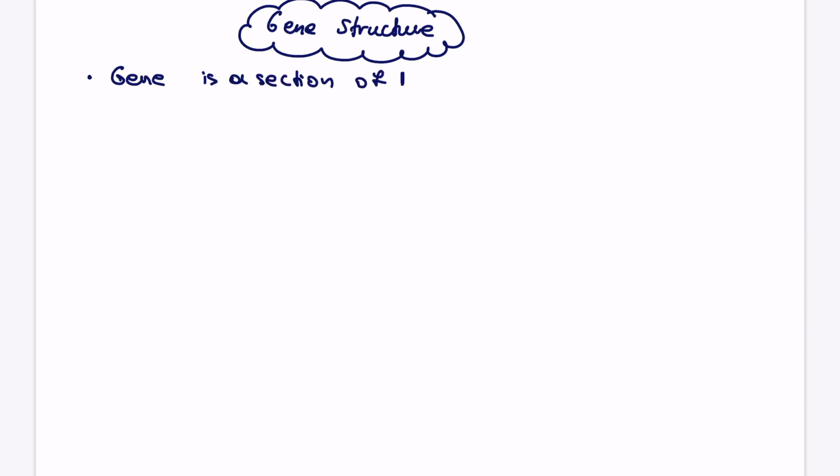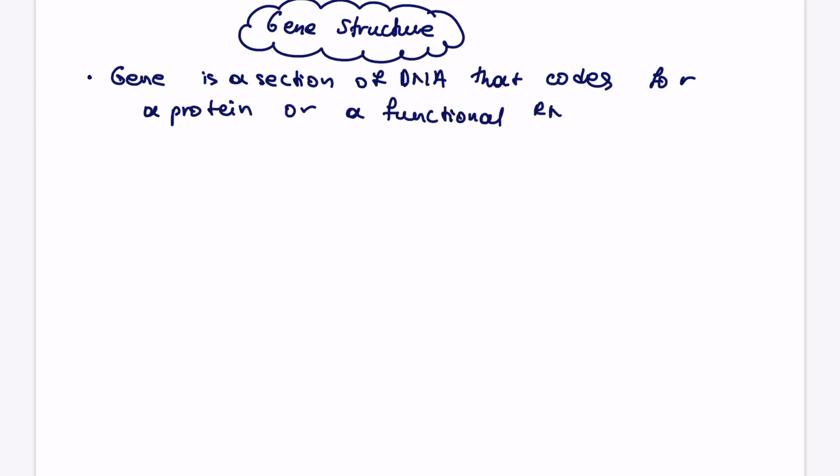So to understand transcription, it's always good to learn about the gene structure first. And to do that, you need to know the definition of a gene, which will be slightly different to the GCSE definition. So a gene is a section of the DNA that codes for a protein or a functional RNA. And it's very important to include two of those parts, guys.